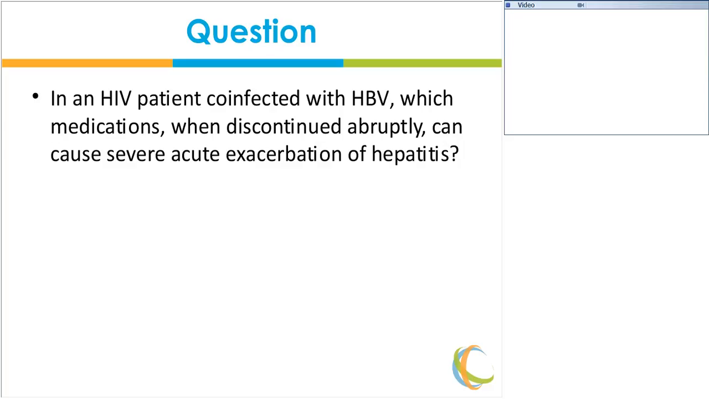Okay, the answer that we are looking for is that there are 3 medications within this drug class which are active against hepatitis B and HIV. These are lamivudine, emtricitabine, and tenofovir.